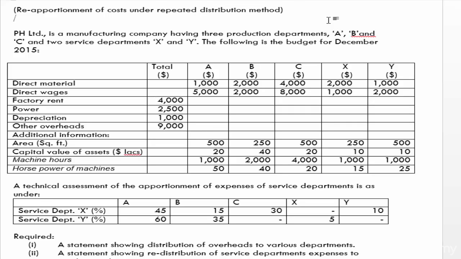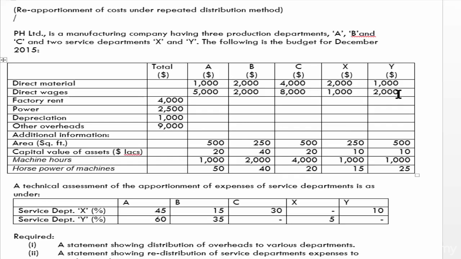So to understand that, let's look at this case. PH Limited is a manufacturing company having three production departments A, B and C and two service departments X and Y. Following is the budget for December 2015. You have the information about the direct materials and direct wages of all the five departments. And this cost is not a matter of concern because it is directly identified with each and every department.